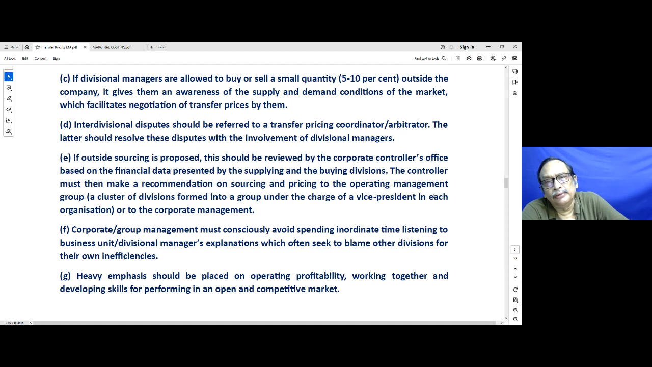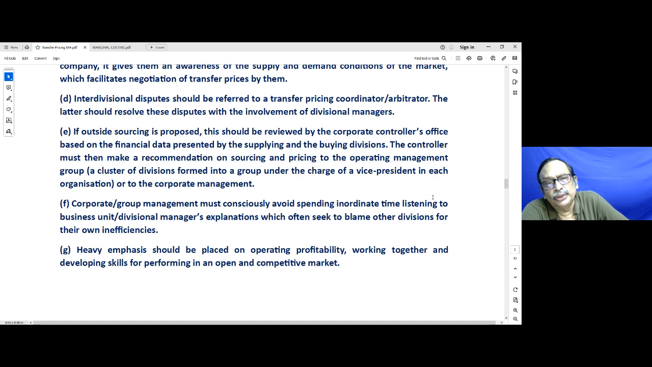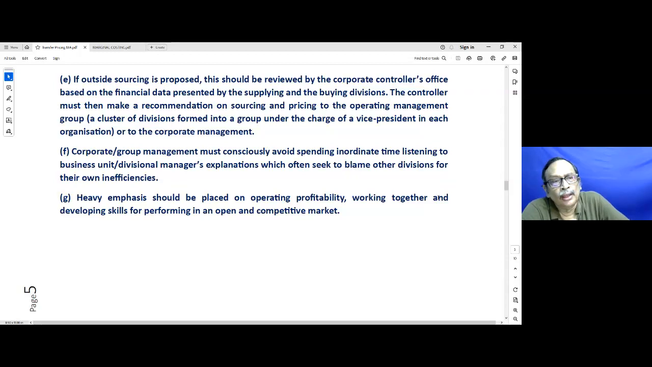Internal disputes should be referred to a transfer pricing coordinator or arbitrator. The latter should resolve this dispute with the involvement of divisional managers. If outside sourcing is proposed, this should be reviewed by the corporate controller's office based on the financial data presented by the supplying and the buying divisions. The controller must then make a recommendation on sourcing and pricing to the operating management group, a cluster of divisions formed into a group under the charge of a vice president in each organization, or to the corporate management. Corporate or group management must consciously avoid spending inordinate time listening to business units or divisional managers, etc.